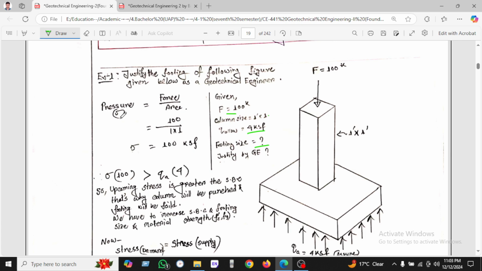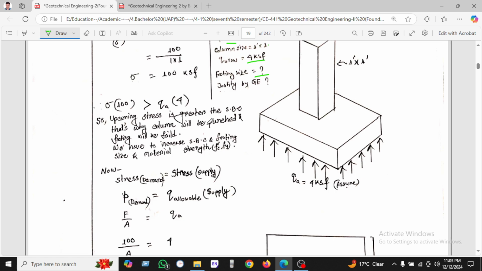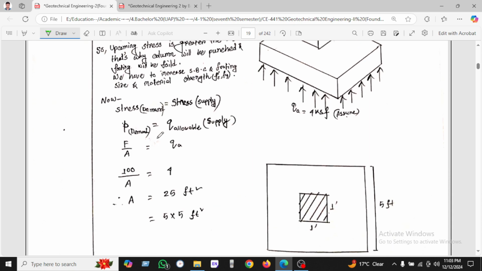So we know the stress is equal to force per area, and putting in this value we found the stress 100 KSF. So 100 KSF is greater than the allowable soil bearing capacity. So the upcoming stress is greater than the soil bearing capacity. That's why the column will be punched and the footing will fail. So we have to increase the soil bearing capacity, footing size, and material strength such as f'c and fy. Now we can see the stress demand and stress supply.